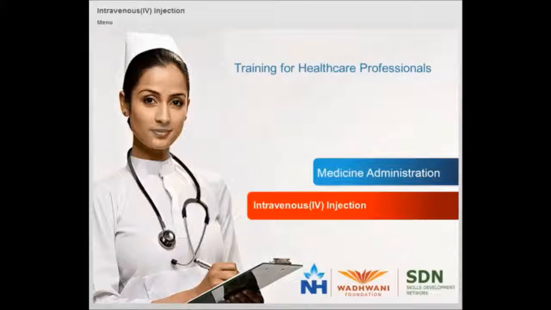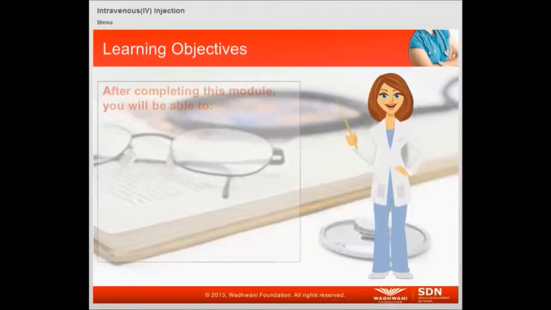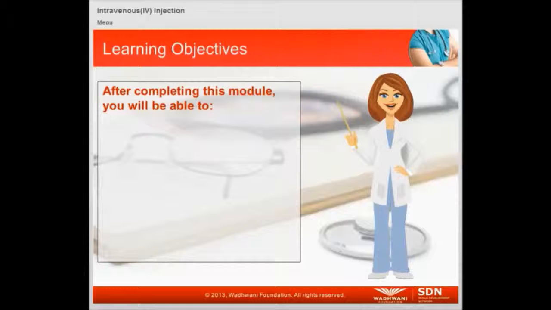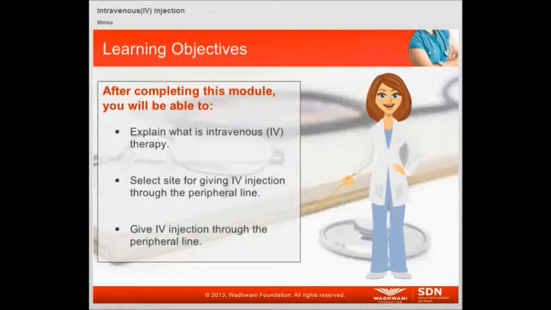Let's begin with the module which focuses on intravenous injections. Let's take a look at the key learning objectives. After completing this module, you will be able to explain what is intravenous or IV therapy, select the site for giving an IV injection through the peripheral line, and give an IV injection through the peripheral line.